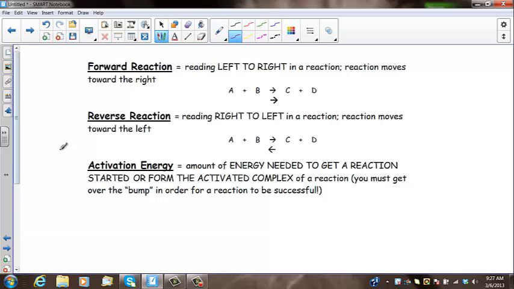Okay. The forward reaction, as it's called, is read left to right. So the reaction moves to the right. So here we have A plus B forming C plus D. This is considered a forward reaction. If we're reading right to left in a reaction, then the reaction moves to the left. So if it's C plus D forming A plus B, this is the reverse reaction.